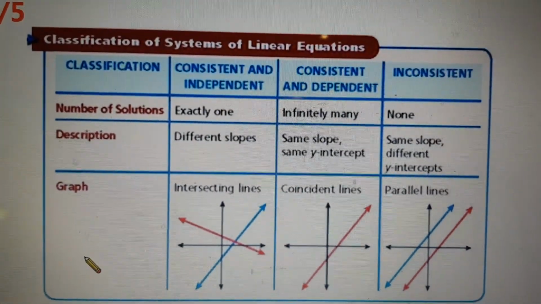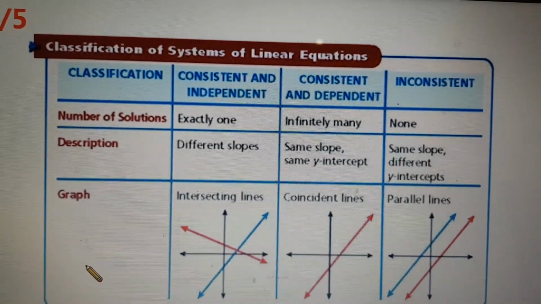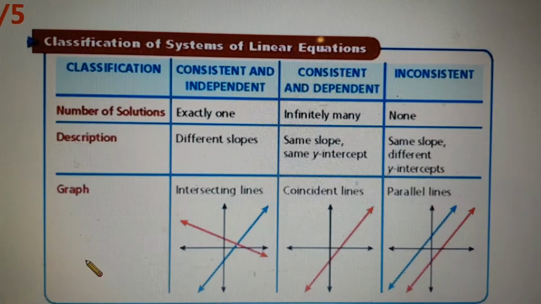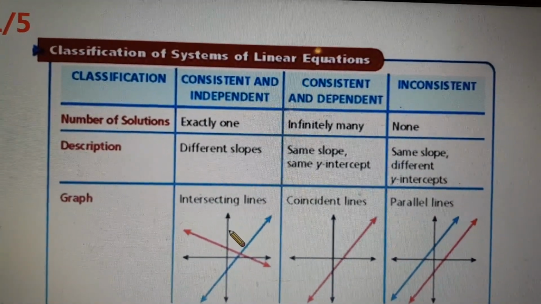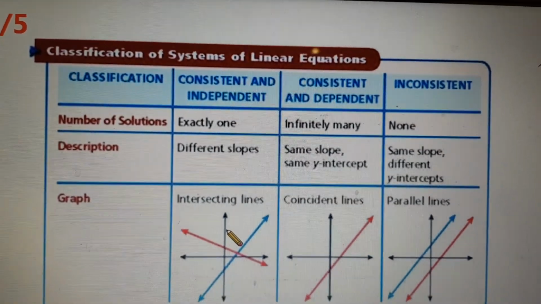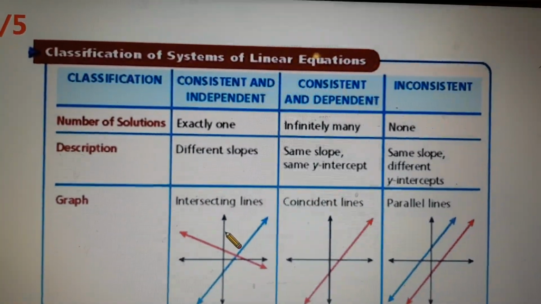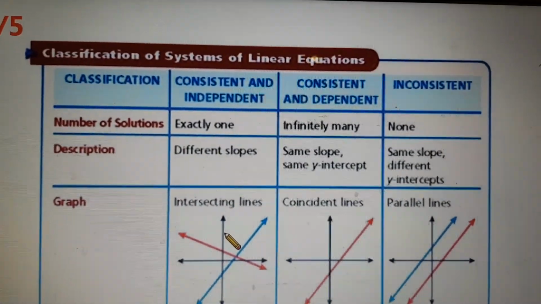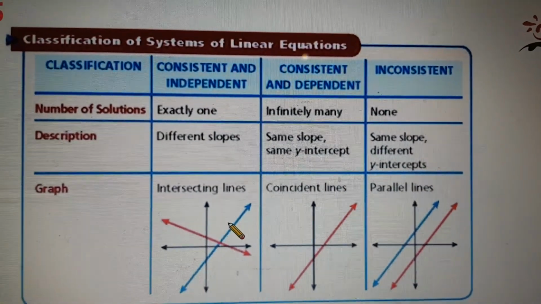In lesson 5.4, how can I solve special systems of linear equations? To graph each y equals mx plus b, start with the y-intercept, use the slope to move up, down, left, or right. Finally, we have three special cases.